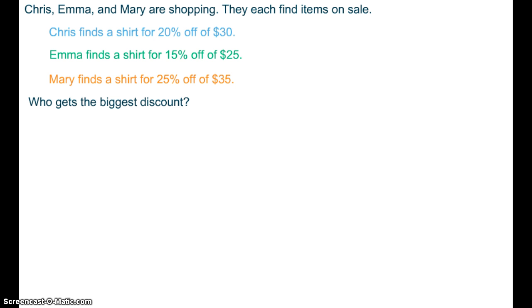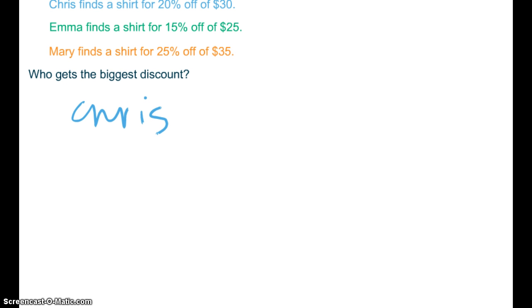Write the whole entire problem down, and I'm going to show you how to solve the percent problems. Okay, so we're going to use a ratio table for each one of these problems. So I'm going to start with Chris. We know that Chris finds a shirt for 20% off of $30. So I'm comparing dollars and percents.